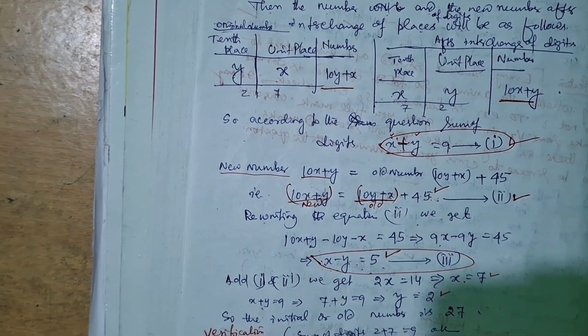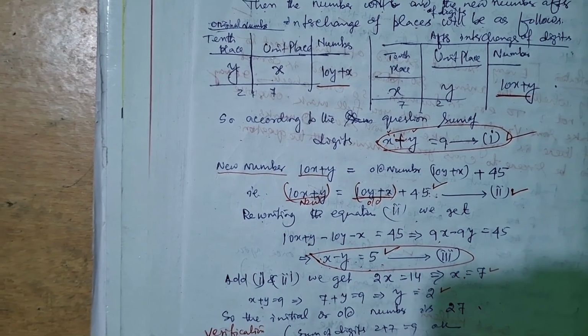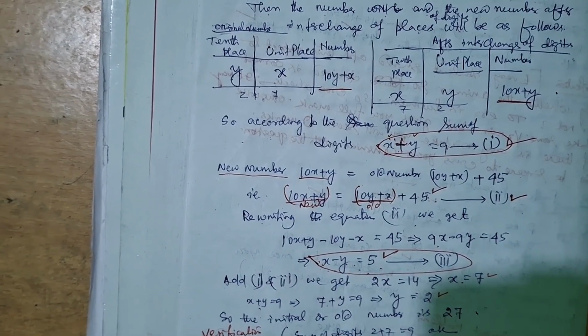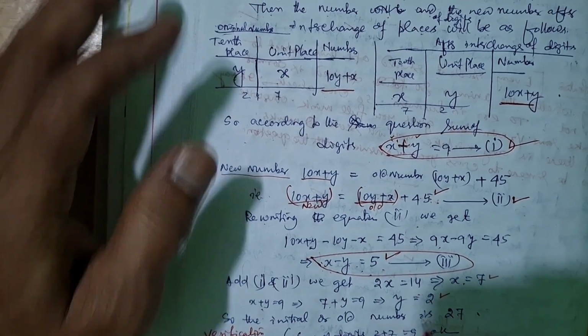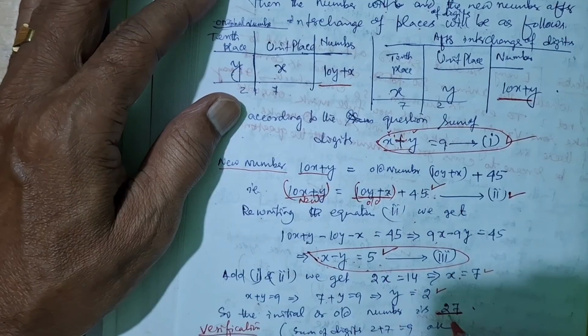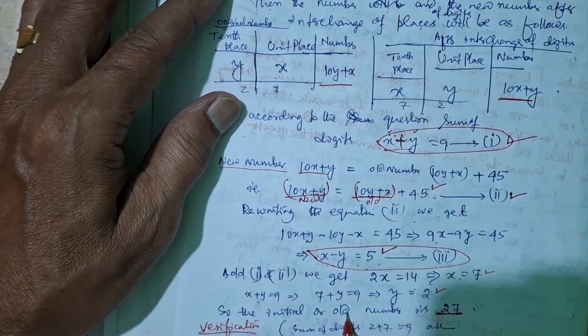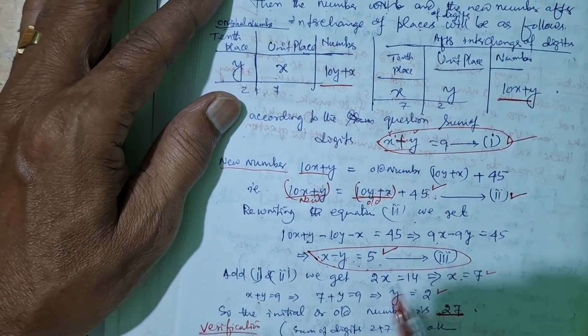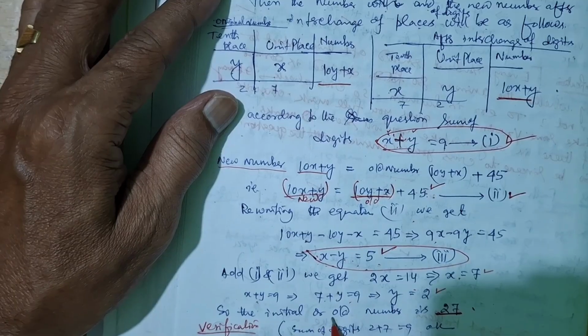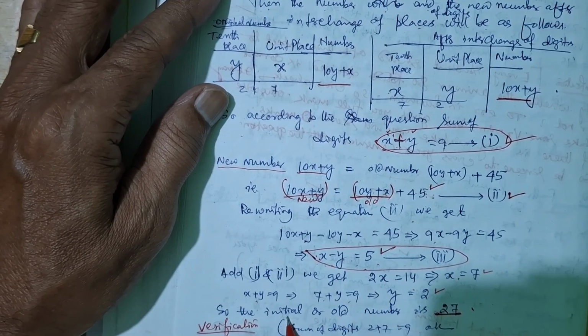Now the original number, the old number, is 27. Why did I say old? Because previously, the interchanged number is the new number. That's why I tell you the old number or initial number.